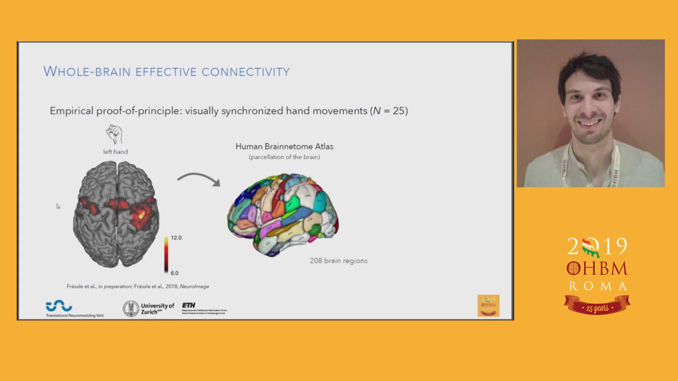And we then used the Brainnetome Atlas as a whole brain parcellation scheme to basically extract for each and every subject from each of those parcels the BOLD signal time series. So that means that we are left with a DCM that has 208 regions.